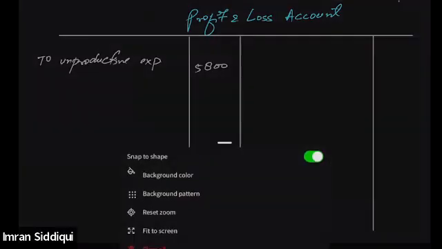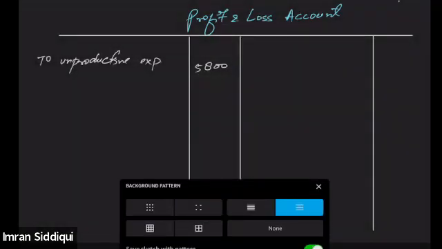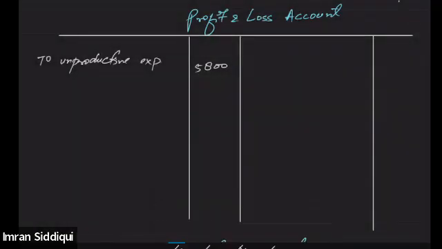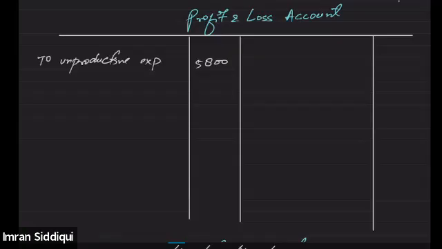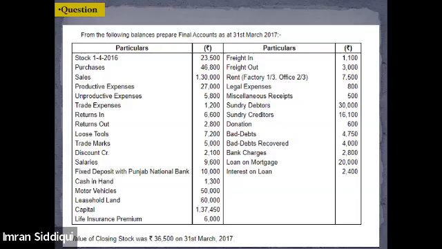All right, everyone, is this clear? Yes or no? Yes, sir. Good. Then moving on to the next item, we have trade expenses. Trade expenses, again, is an indirect expense and it should be recorded in the profit and loss account on the debit side. So, to trade expense, 1,200.